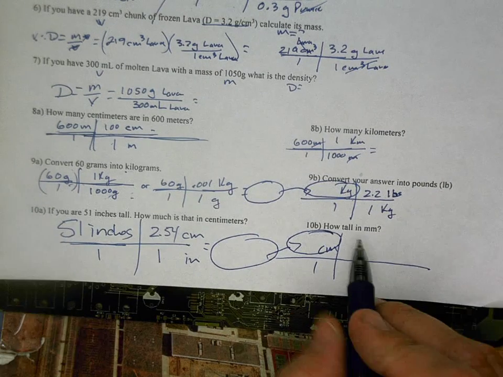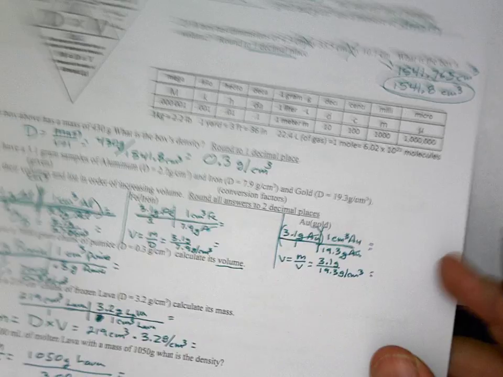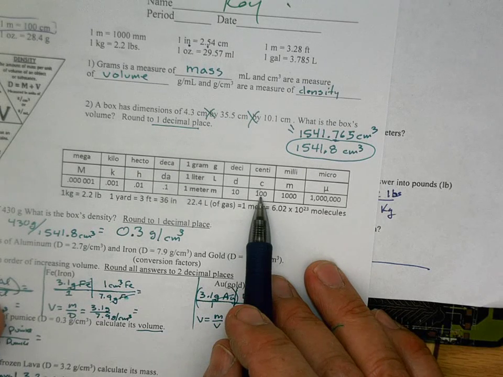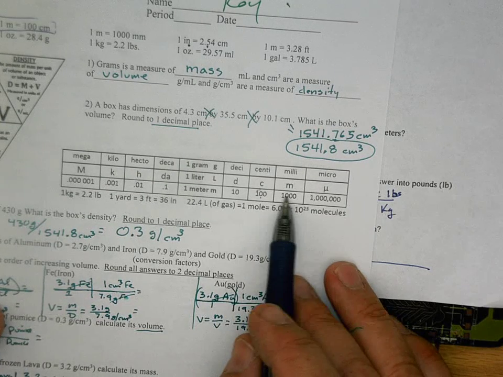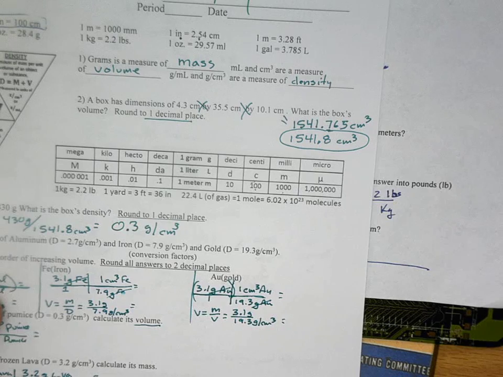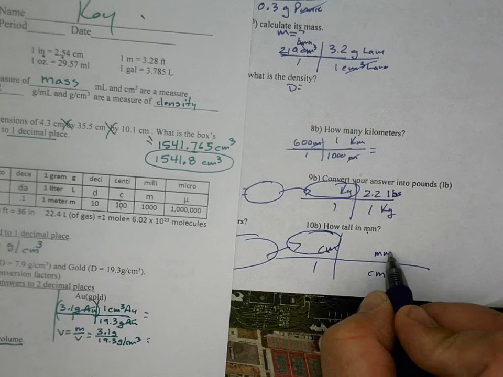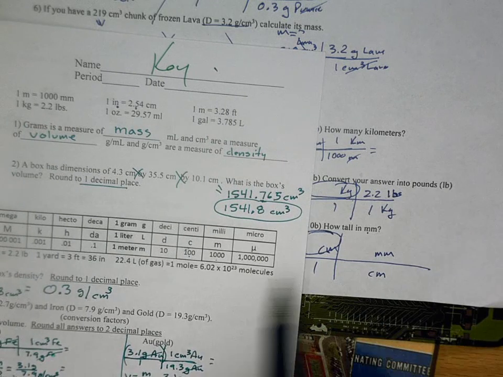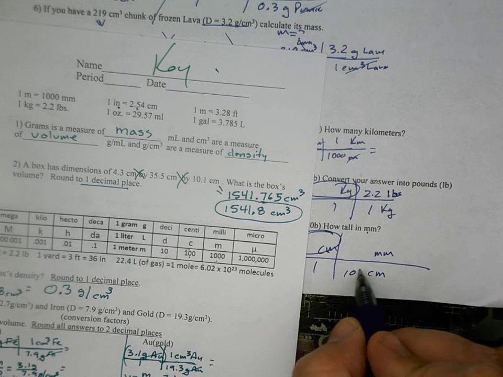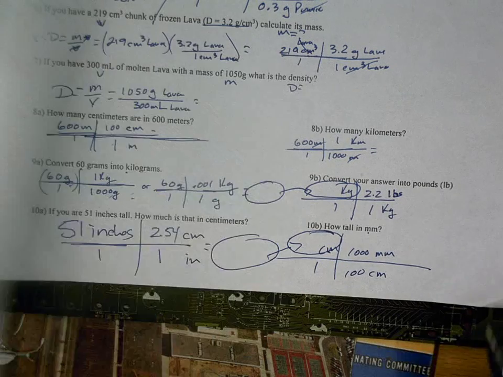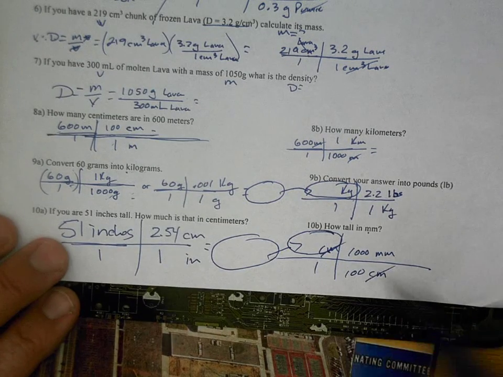And then we want to go from centimeters to millimeters. So here's centimeters on here. There's 100 centimeters in 1,000 millimeters. So we want centimeters down here and millimeters up there. Those will cancel out, and you got your answer.